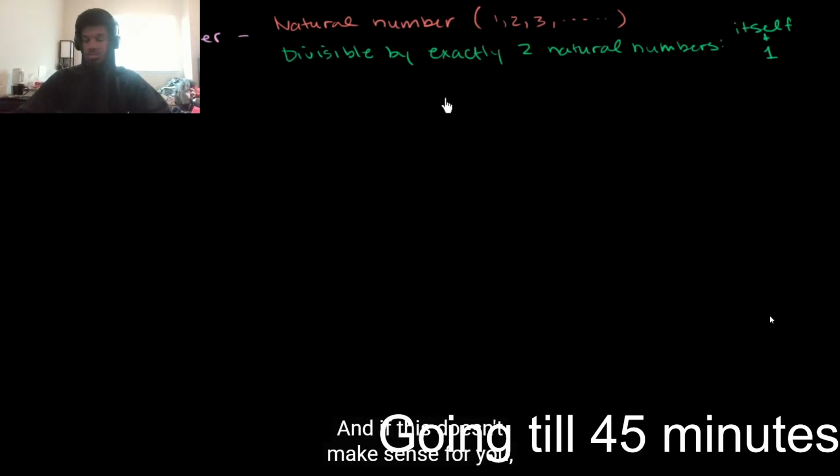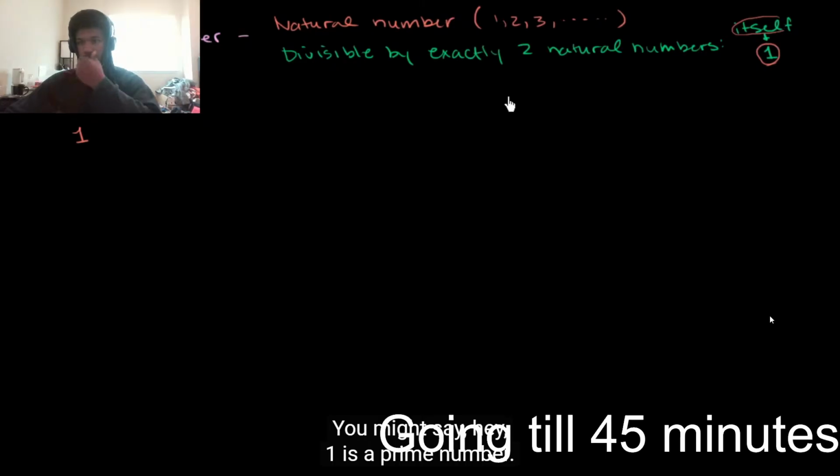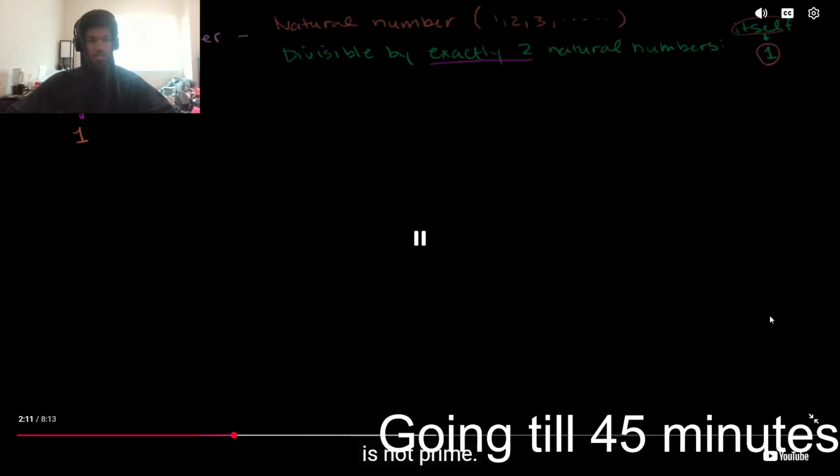And if this doesn't make sense for you, let's just do some examples here and figure out if numbers are prime or not. So let's start with the smallest natural number, the number 1. You might say, look, 1 is divisible by 1, and it is divisible by itself. You might say, hey, 1 is a prime number. But remember, part of our definition, it needs to be divisible by exactly 2 natural numbers. 1 is divisible by only 1 natural number, only by 1. So 1, although it might be a little counterintuitive, is not prime.